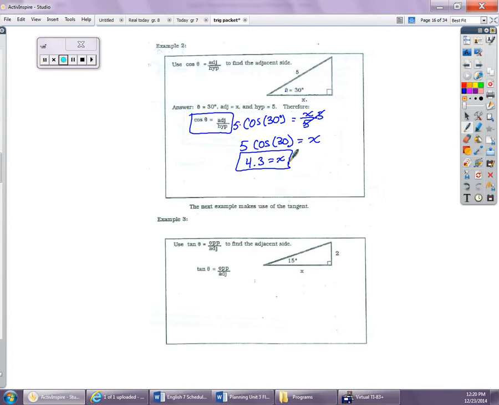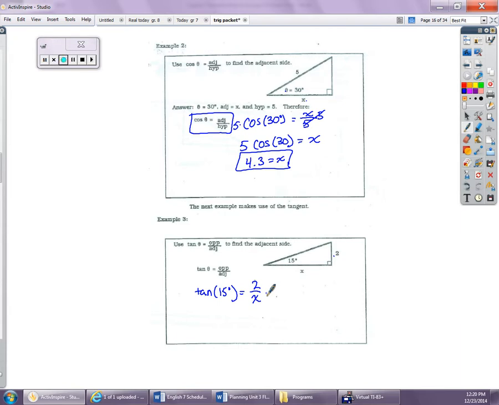Then we can look at the third example, which is tangent. Once again, we look at what we're given. The tangent of theta equals opposite over adjacent. So we just fill everything in. The tangent is 15 degrees. Opposite is 2. Adjacent is x. So now we have our equation: the tangent of 15 equals 2 over x.